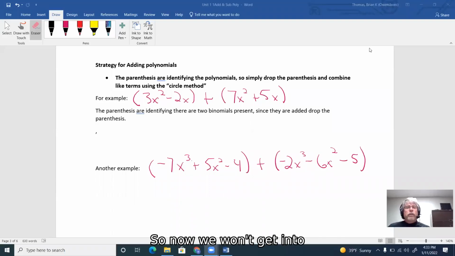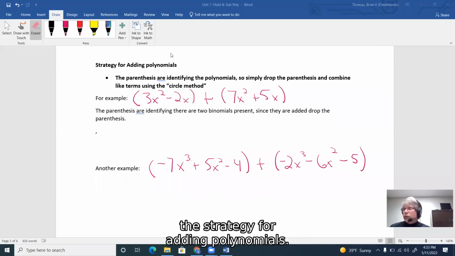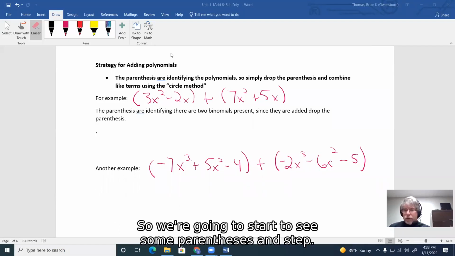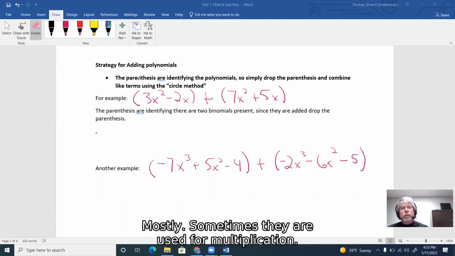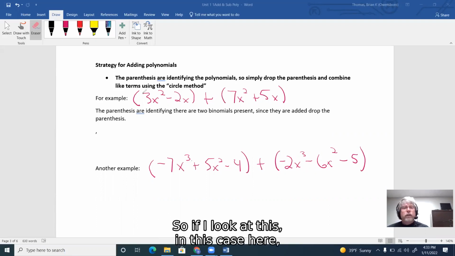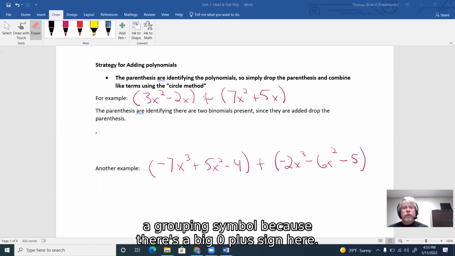So now we're going to get into the strategy for adding polynomials. So we're going to start to see some parentheses and stuff. But remember, parentheses are a grouping symbol mostly, and sometimes they are used for multiplication. So if I look at this, in this case here, these parentheses just serve as a grouping symbol because there's a big old plus sign here.